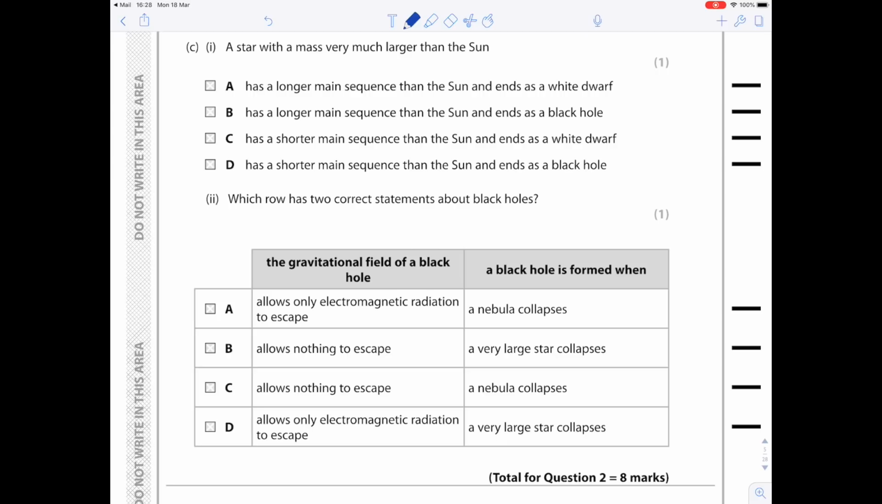C part I. A star with a mass very much larger than the Sun. Okay, so what do we know about our various stars and, depending on their size, about their life cycles? So let's take a large star to begin with. So it goes through its main sequence, which is actually longer than that of a small star. And then it swells up to form a red supergiant, followed by a supernova, which is a huge explosion, and then either a black hole or a neutron star depending on its size.